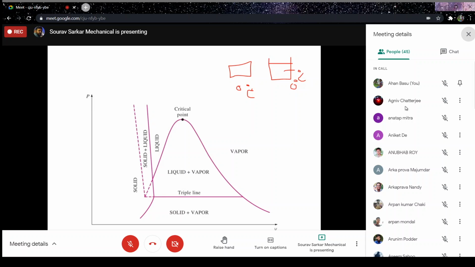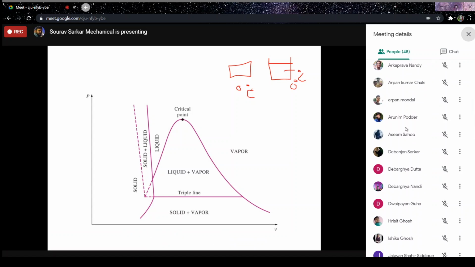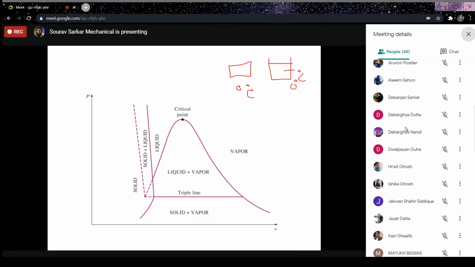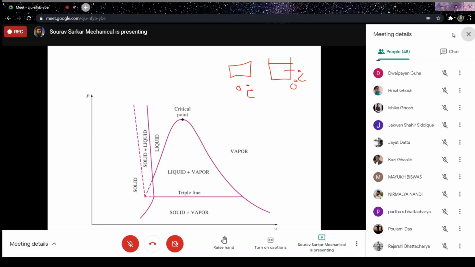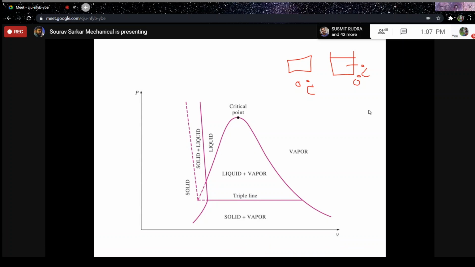Now, how will this PV diagram look for those kinds of substances? This behavior must be anomalous, but water is very common to us. So we need to understand the phase change diagram of water.